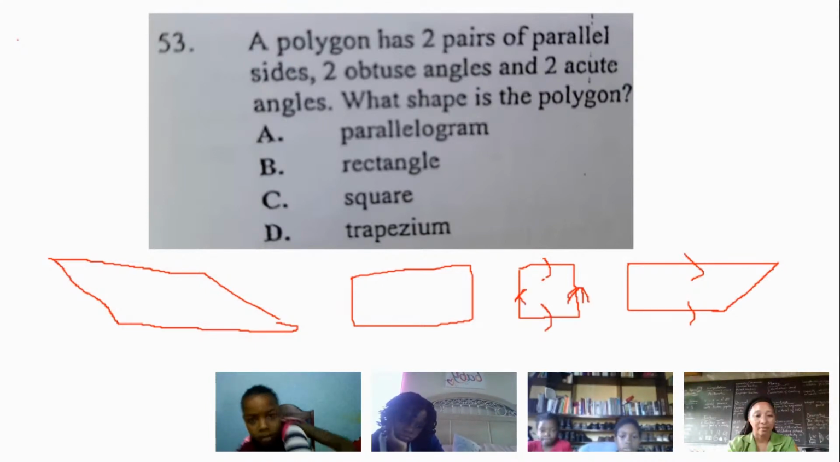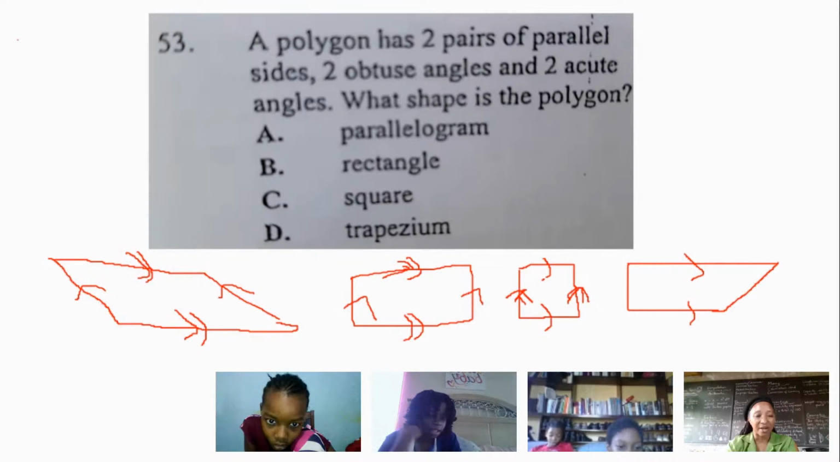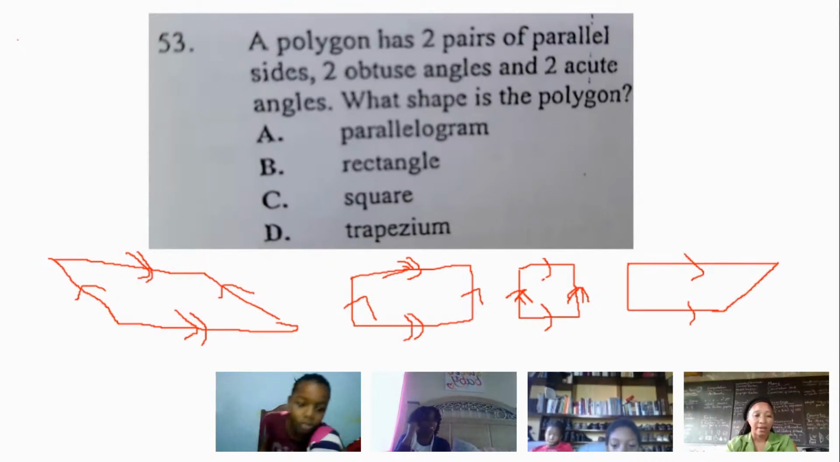In the, Miss, it's the trapezium because it has two pairs of parallel sides, two obtuse angles, and two acute angles. The trapezium has two obtuse angles. Where are the two obtuse angles? It has two angles that are greater than 90. Actually, miss, I would say parallelogram. All right, so let's look at the trapezium.